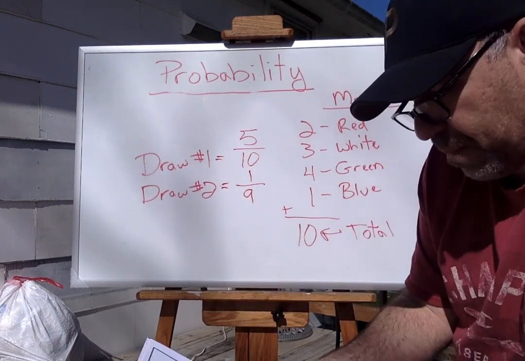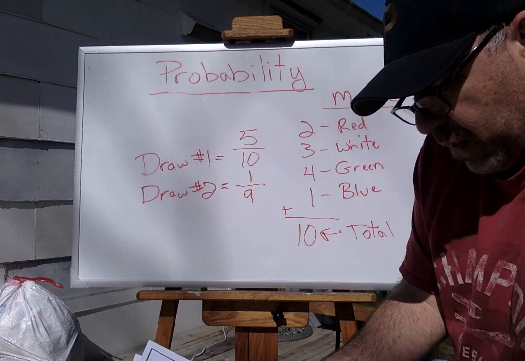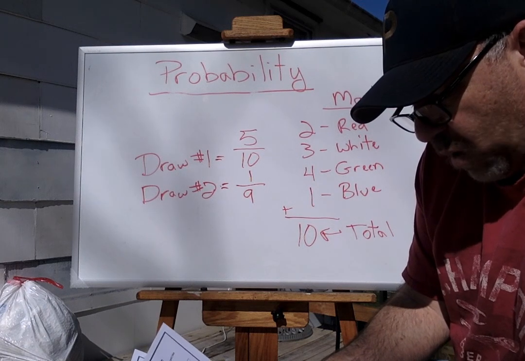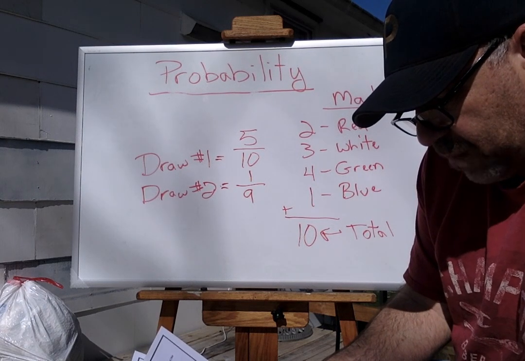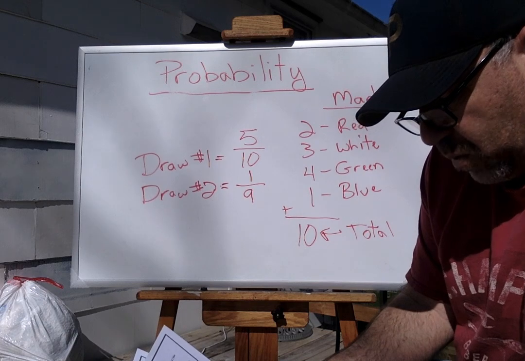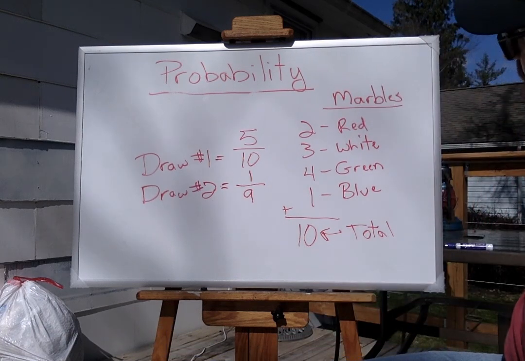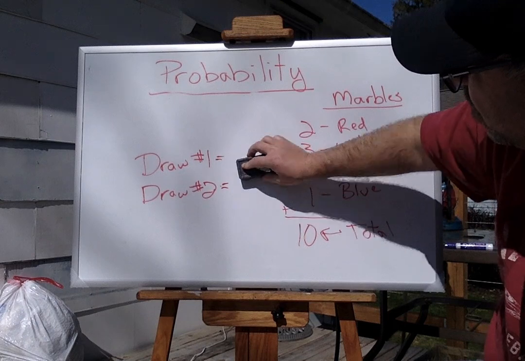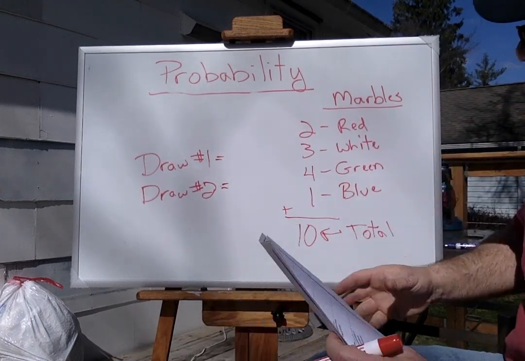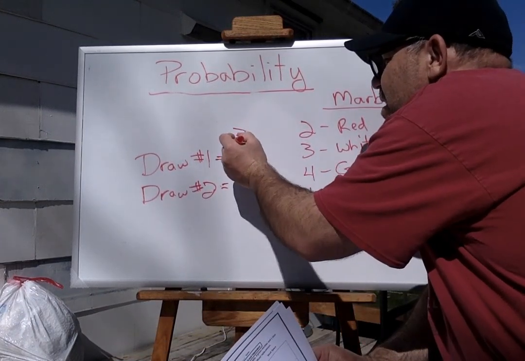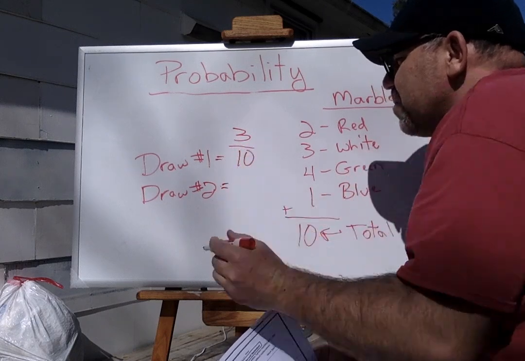Okay? Okay. And then the last one. Probability of picking a white marble on the first draw and a white or blue marble on the second draw. Okay. So the probability of picking a white marble, all the marbles are back, is 3 out of 10.